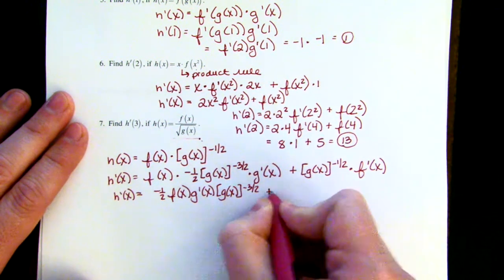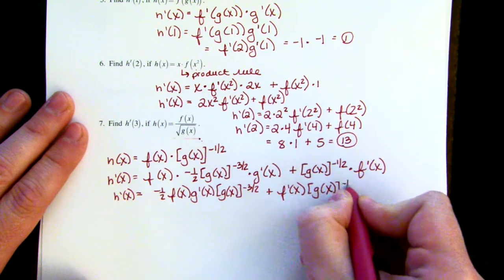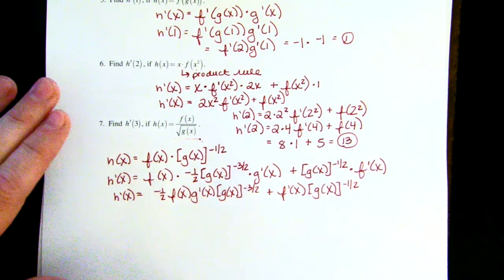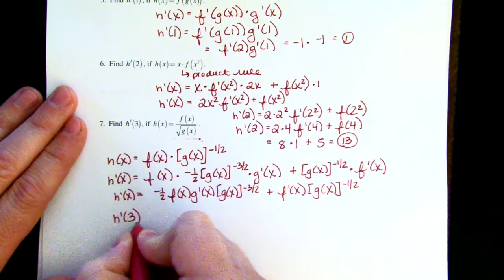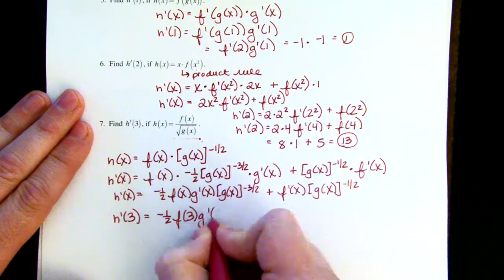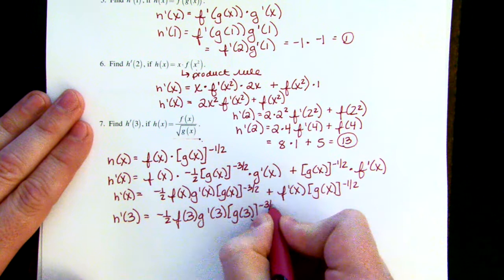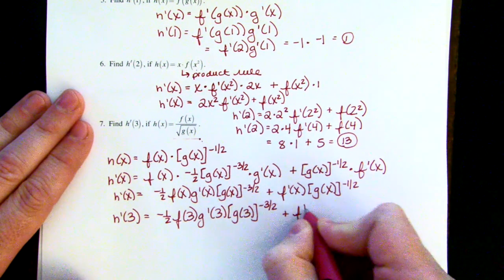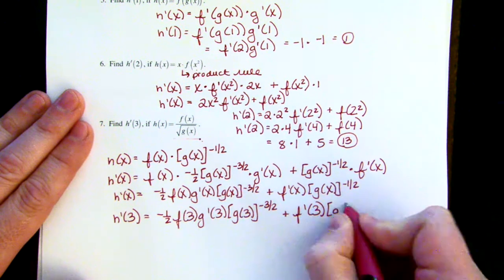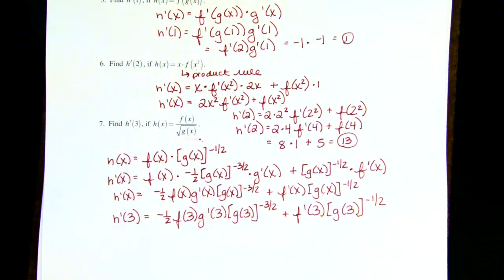Maybe this wasn't necessary. Then we need to go plug in 3. h prime of 3 equals negative 1/2 f of 3 g prime of 3 times g of 3 to the negative 3/2, plus f prime of 3 g of 3 to the negative 1/2. Take a moment, pick out your f of 3, g of 3, f prime of 3, g prime of 3 from the table.